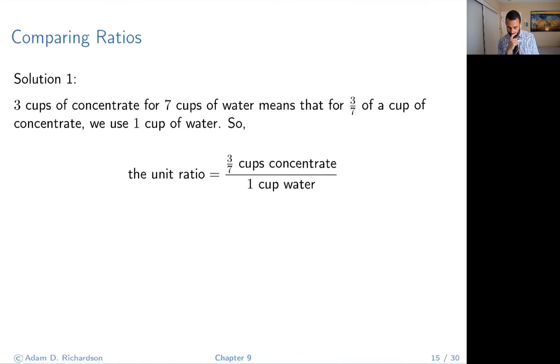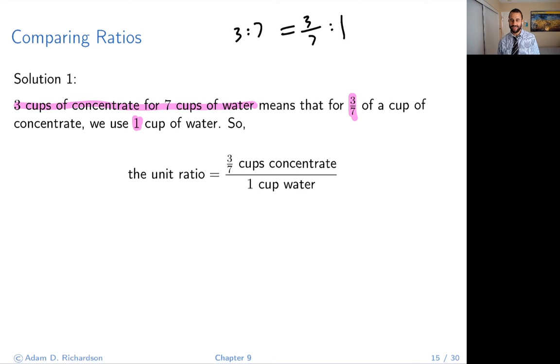Solution 1 is using a unit ratio. Think about this: 3 cups of concentrate for 7 cups of water means that for 3/7 of a cup of concentrate, we use 1 cup of water. That's the unit ratio. That's exactly what we're saying. Let me show you how this works. 3 to 7 is the same as 3/7 to 1.